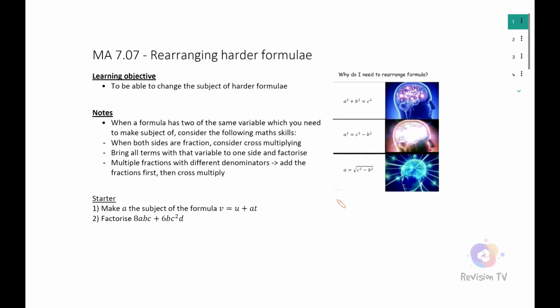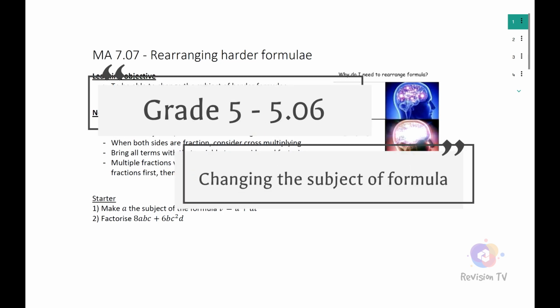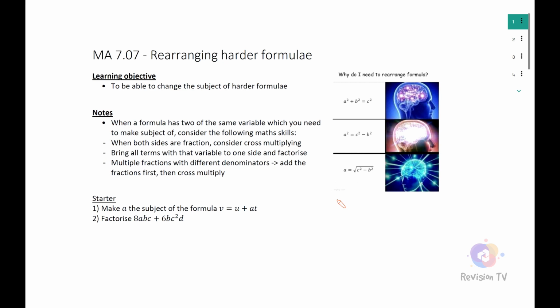This lesson is about rearranging harder formulae. You are going to learn how to change the subject of a formula that has the variable that you want to make the subject on both sides of the equation. There is a simpler version of this where you only have the variable on one side. That will be in grade 5. If you want to go through and have a go at those ones, you can feel free.